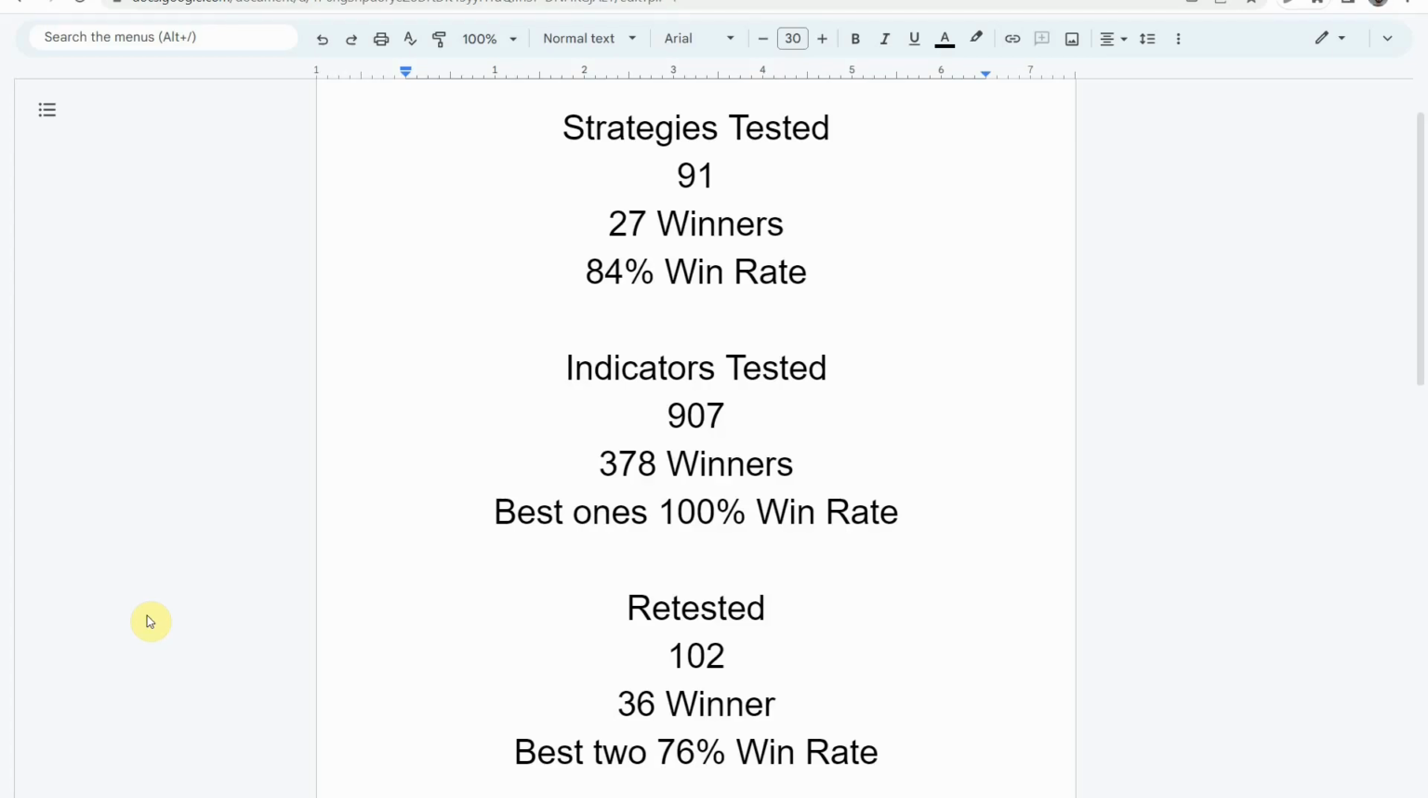Now you need to go back and watch those videos to understand the context of how they were able to achieve that. So go back and watch those videos and see what you can get out of those winning indicators. We've also retested in the advanced testing 102 of the winning indicators. 36 of them have been able to maintain the winning status, the best two with a 76% win rate.